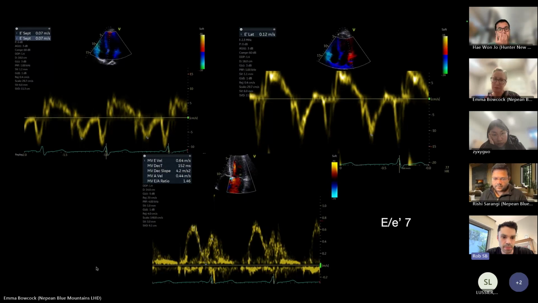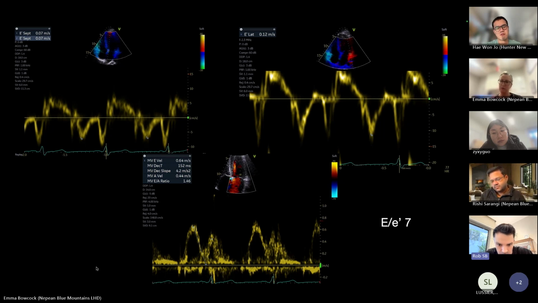So we've got some tissue Doppler of the septal and lateral annulus, and then a mitral valve inflow. Just starting at the septal and lateral annulus, septal is on the borderline for normal in terms of E prime velocities. Less than 7 is abnormal, and lateral is in the normal range. So no suggestion of impaired relaxation there.